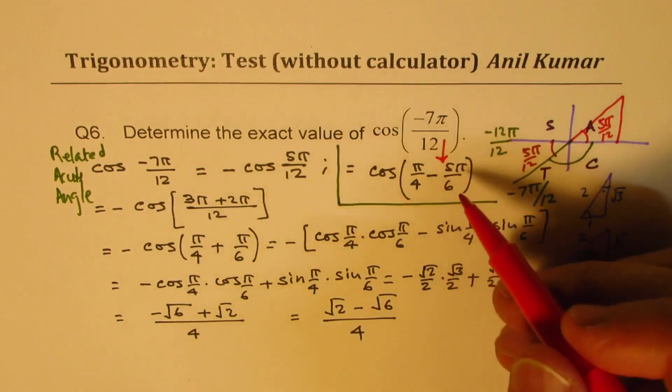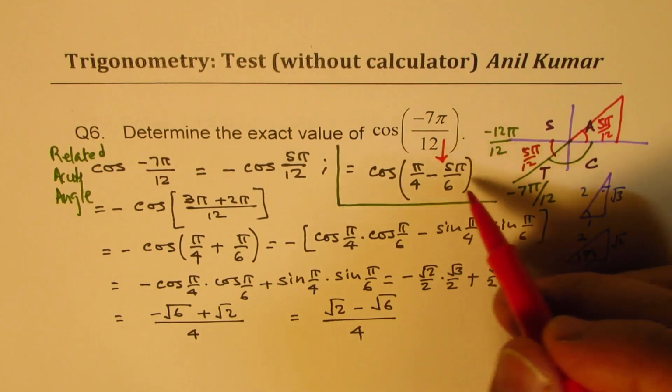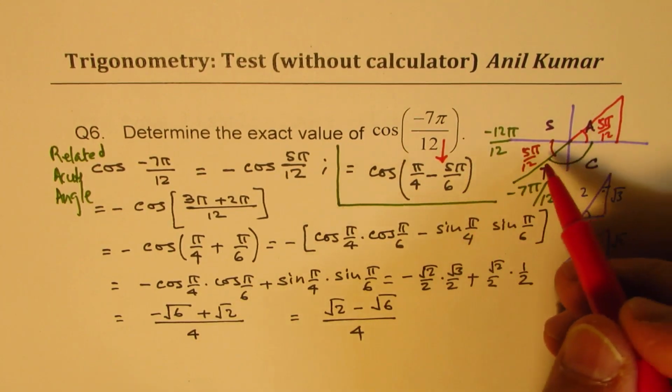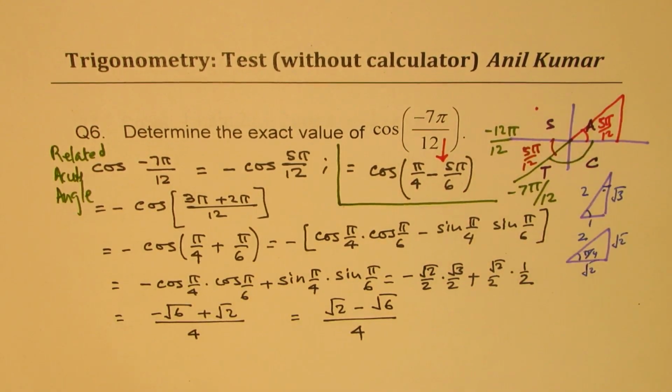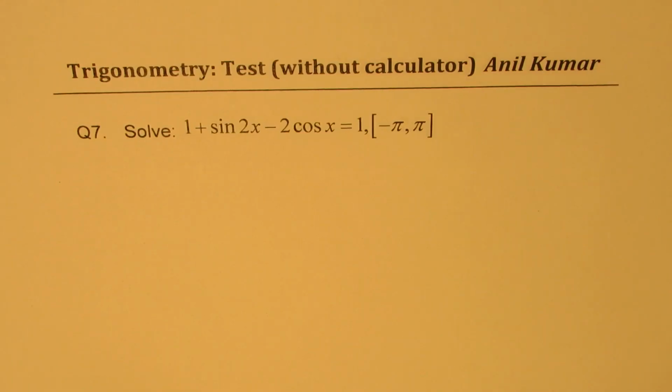Is it okay? But remember, when you do 5 pi by 6, you are actually in this quadrant where sine is going to be positive, cosine will be negative. That is your answer.